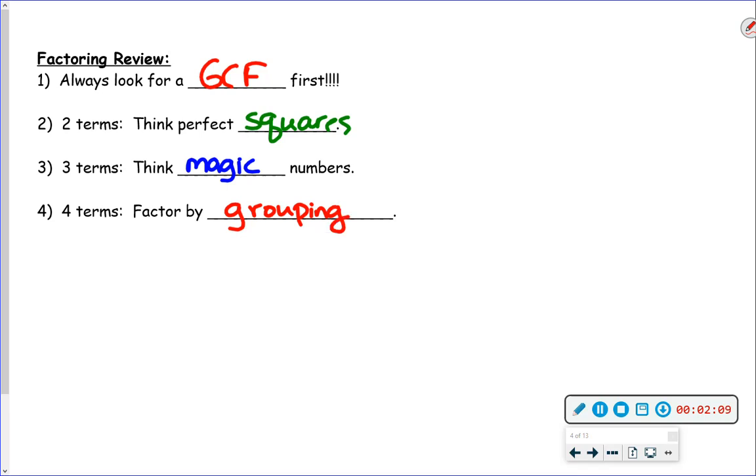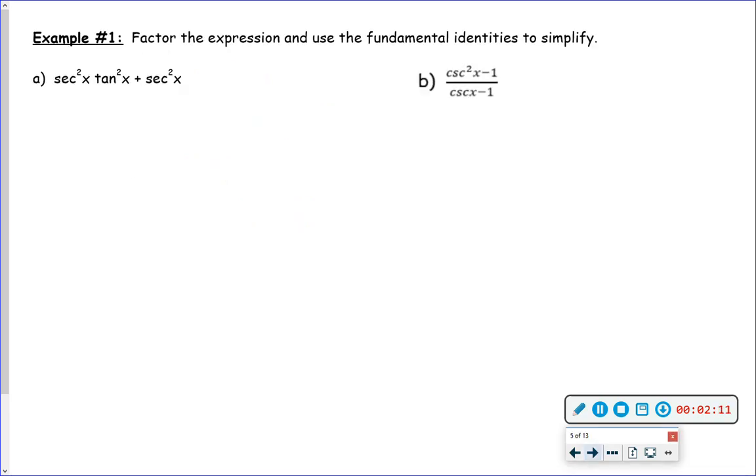All right, so read the directions. I know that sounds dumb that I'm telling you to read the directions, but read the directions closely. They are trying to help you. Factor the expression. First word, factor, then use your identities to simplify. So going through my factoring steps, first thing I'm looking for, GCF. I see a lot of secant squared here, so I'm going to factor that out. So to get my first term back, we're going to need a tan squared. And of course, 1, don't forget the 1 to hold the place. You want to be able to distribute that out and get your original expression back.